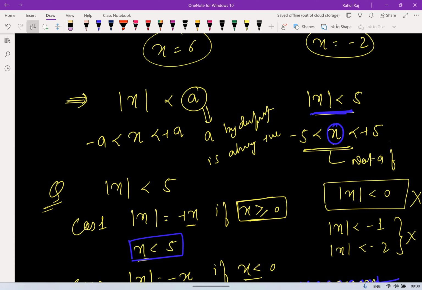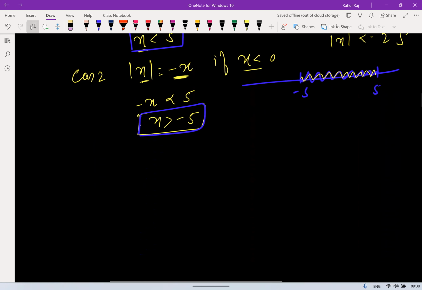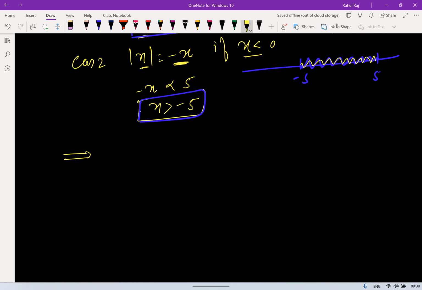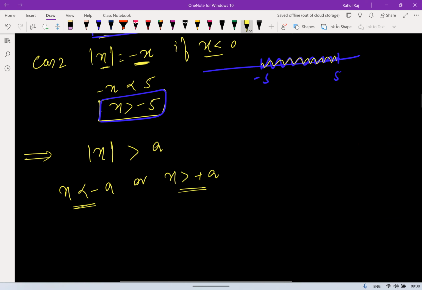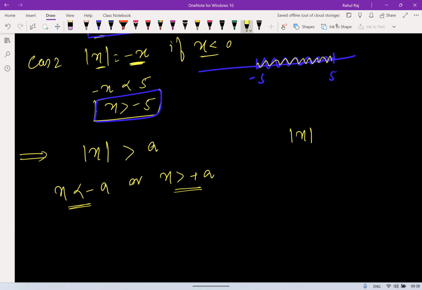Agreed? Okay. Imagine, Alexa, if I say mod x greater than a, what does this mean? Can I say x is less than -a or x is greater than +a? Simple. Mod x greater than 10, imagine. It simply means, Alexa, x is less than -10 or x is greater than +10.